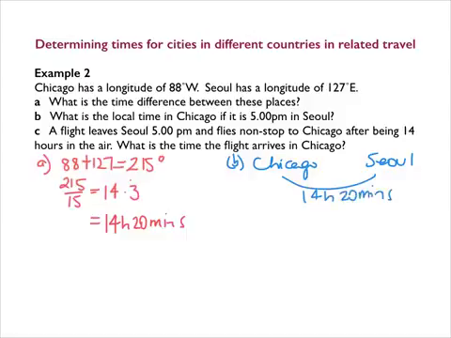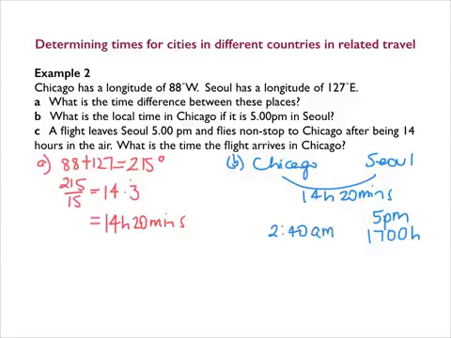Okay, so what does the question ask me now? What is the local time in Chicago if it's 5 p.m. in Seoul? So if I put 5 p.m. under Seoul, because I'm going to the left, I'm going to have to subtract. So one method is to convert the 5 p.m. into 24-hour time if you'd like. So that would make that 1700 hours in 24-hour time. So then we're subtracting 14 hours and 20 minutes. And you get your answer to be 2 hours, so 2:40. And it's going to be AM.